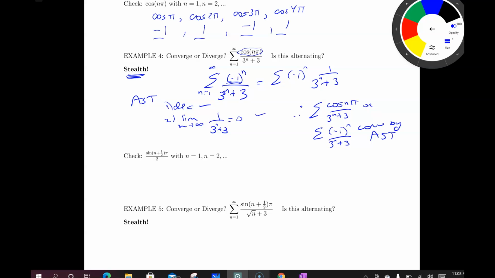Here's another one. So if all of this is in the angle, maybe I should put another parentheses in here. So what happens when I plug in 1? I get 3/2 pi over 2. Oops, hold on. Yeah, 3/2 pi.